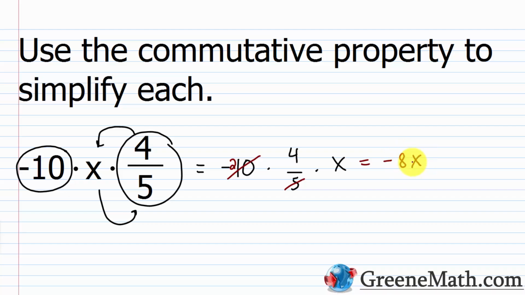So this is something we do without even thinking about it, right? If we saw this problem and you didn't even know about the commutative property, you would know automatically that you can just straight up multiply negative 10 by 4/5, take that result, which is negative 8, and just multiply it by x to simplify the problem.